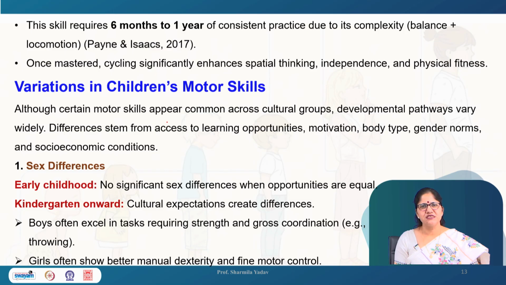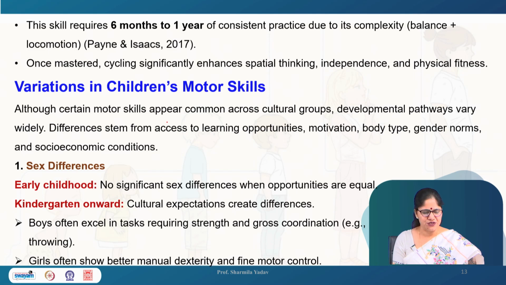Now, after doing these leg skills, hand skills, tricycling, bicycling, we will see how individual students or children, they vary. So, variations in children's motor skills. Although certain motor skills appear common across all the cultures, developmental pathways vary widely. Differences stem from access to learning opportunities, motivation, body type of the individual child, gender norms, and socio-economic conditions.